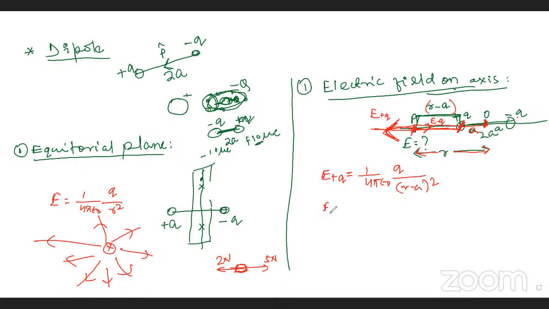What will be E minus Q? This is due to the minus charge. What is the distance? From P to the point O it is R, and from O to minus Q it is A. So what will be the total distance from P to minus Q? Can I write R plus A? Yes, sir. So E minus Q, in magnitude, will be 1 by 4 pi epsilon naught Q by R plus A whole square.